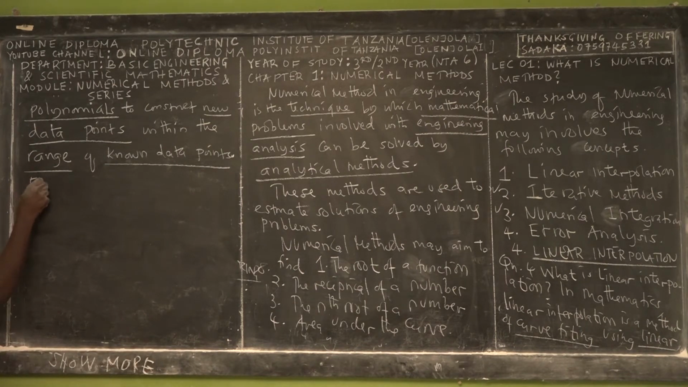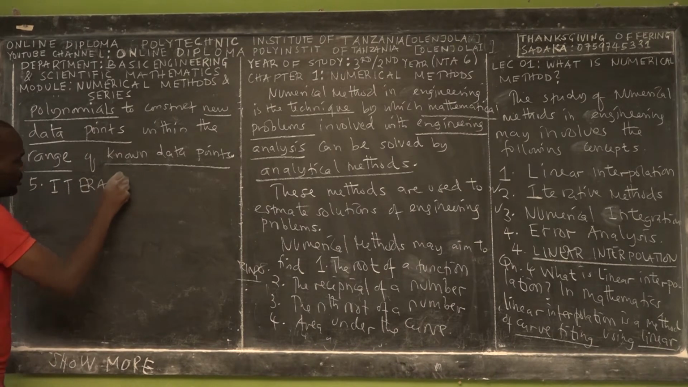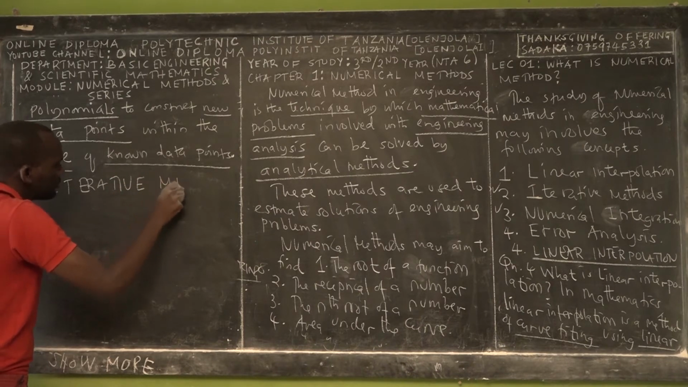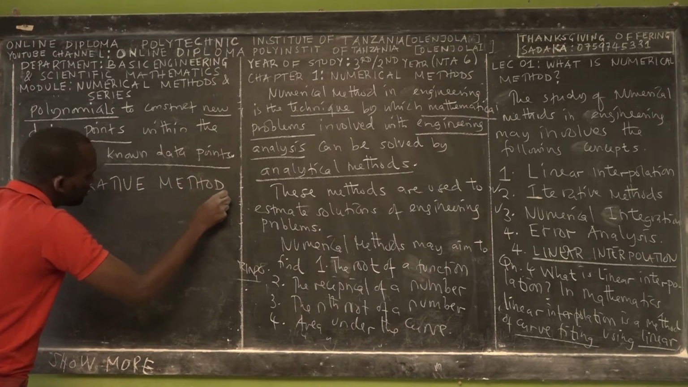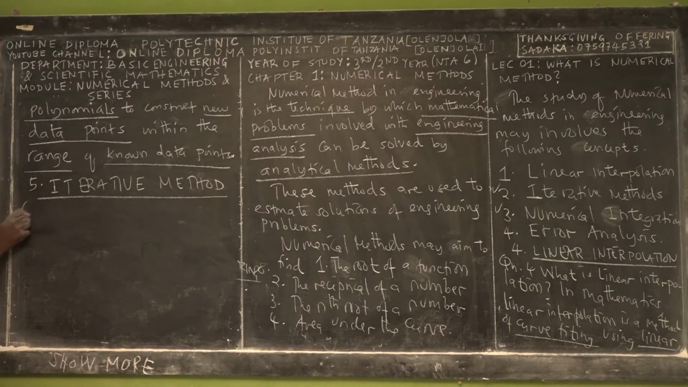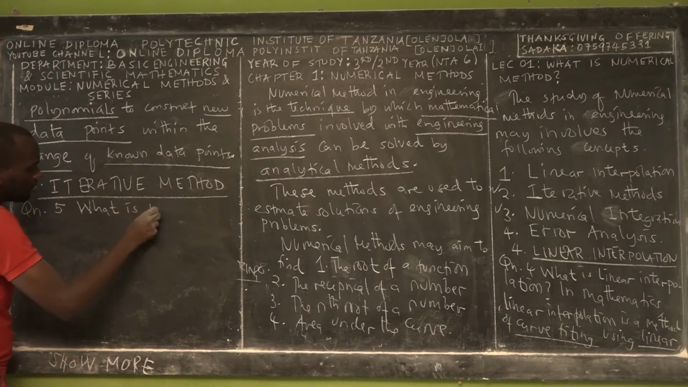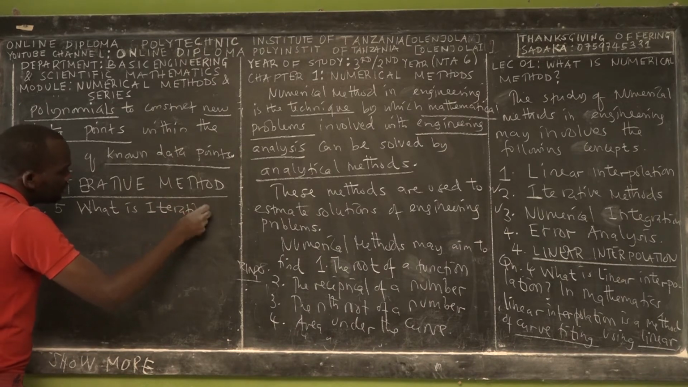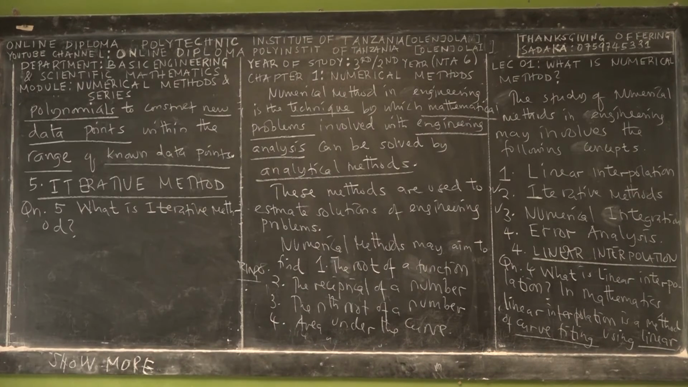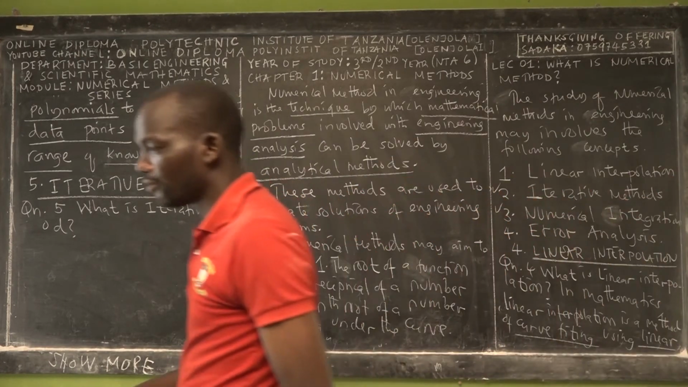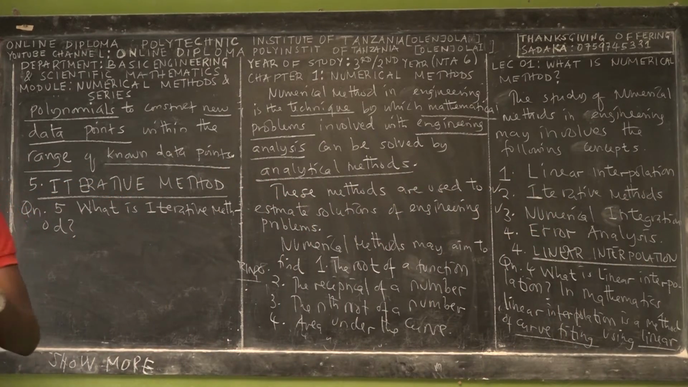So ladies and gentlemen, allow me now to take you to the second numerical method, which we call in engineering the iterative method. Say with me, iterative method. A very important terminology in this module. So that is question 5. What is an iterative method?